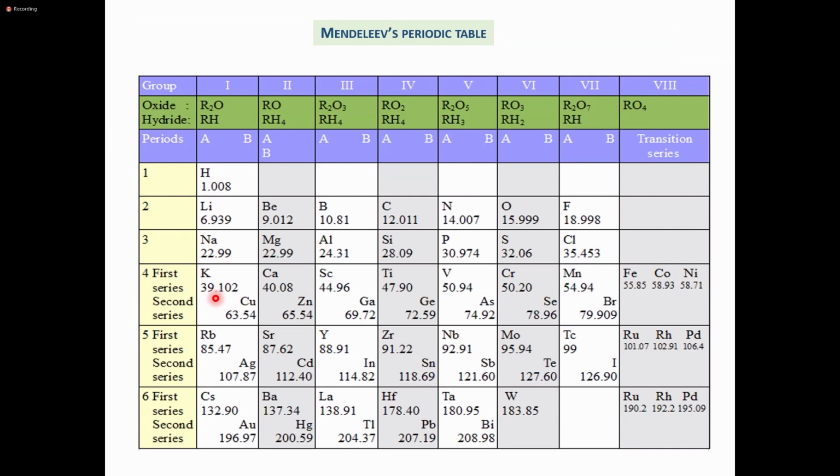So above them hydrogen is present, but hydrogen is not a metal. Hydrogen is a gas, so the physical state is different. So we cannot put hydrogen on top of lithium or on top of sodium. This is the mistake of Mendeleev's periodic table. The position of hydrogen is a very big disadvantage of Mendeleev's periodic table.